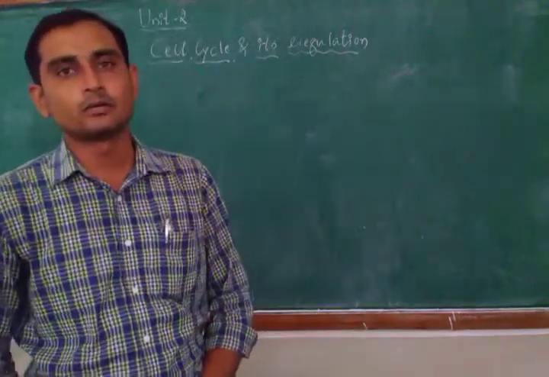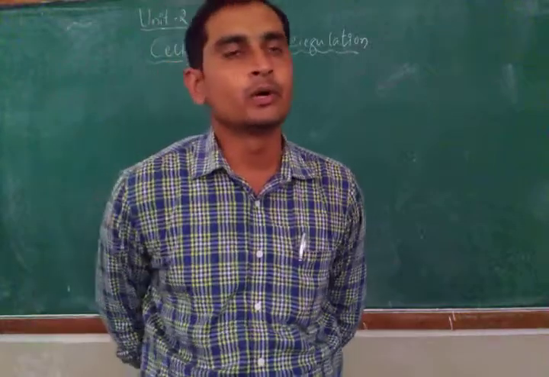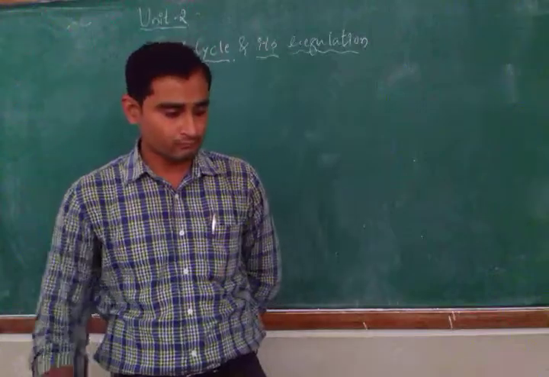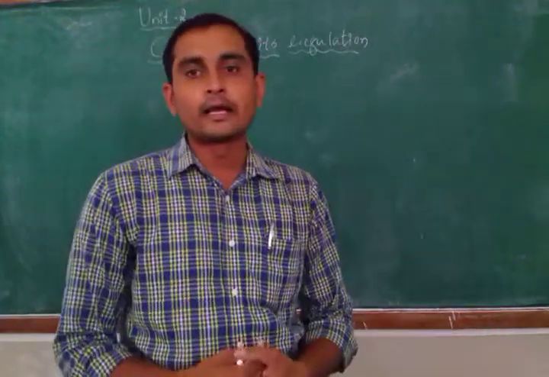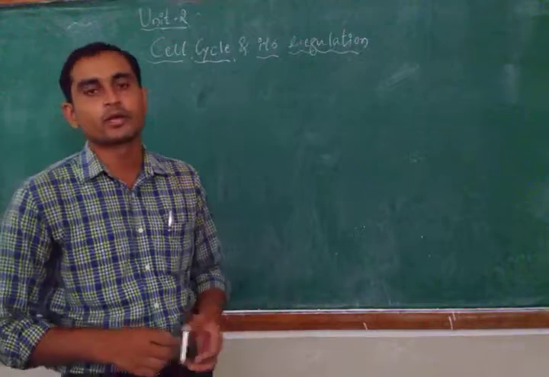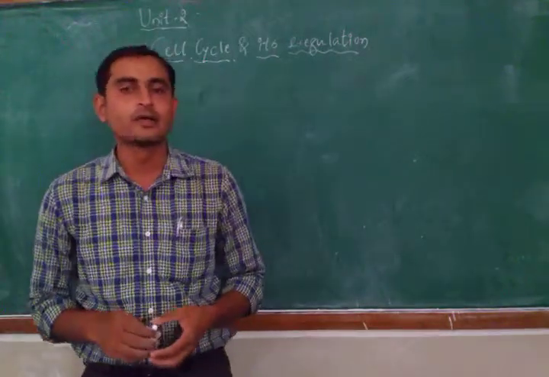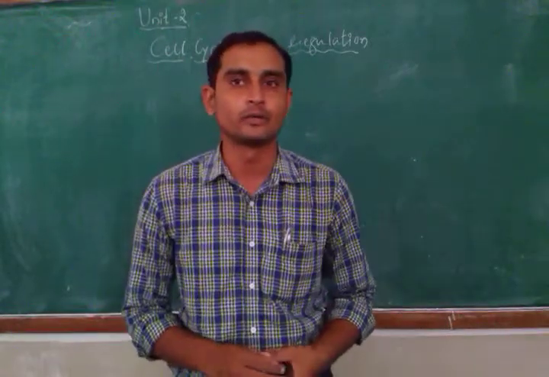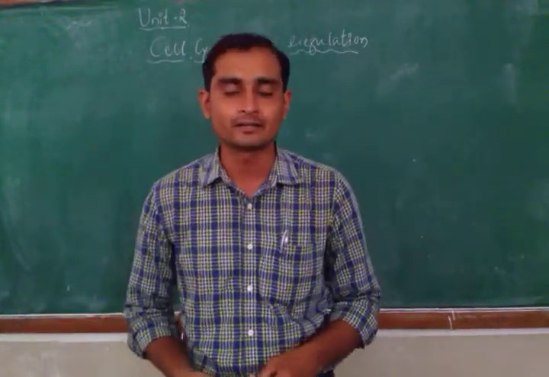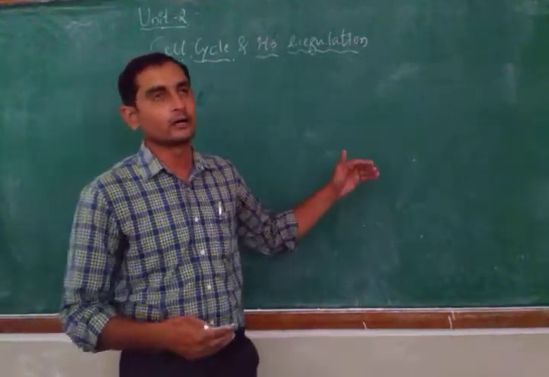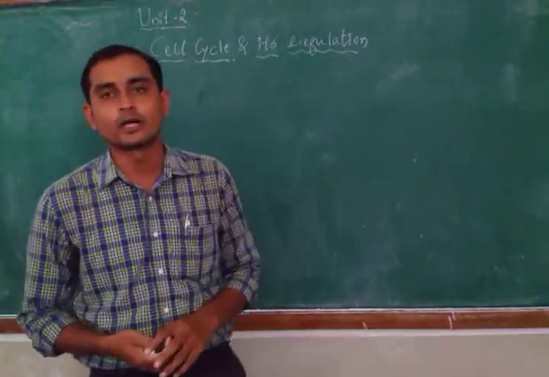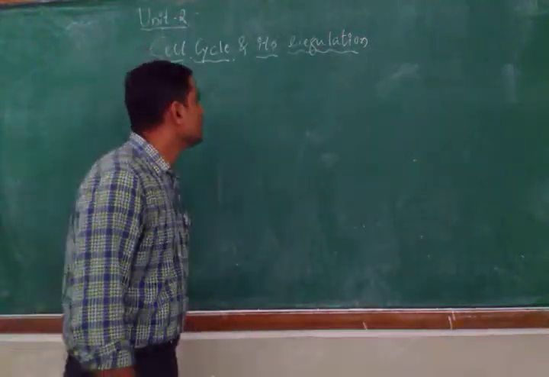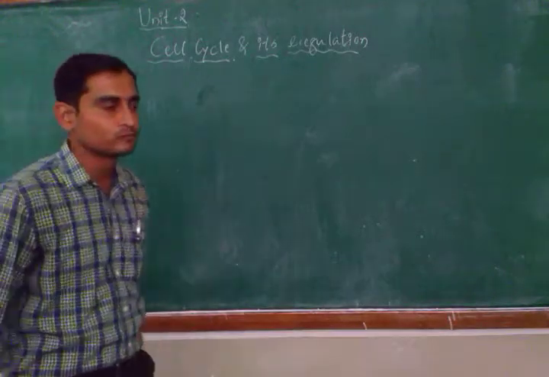We are here to discuss unit number 2. I would like to give a brief introduction about unit 2, which is cell cycle and its regulation. In this chapter, we are going to learn about how a cell divides, what the factors responsible for the division of a cell are, and how cell division is controlled by different factors. And later, in the last part of this chapter, we are also going to learn some genes which cause cancers. So let's get started with this chapter.